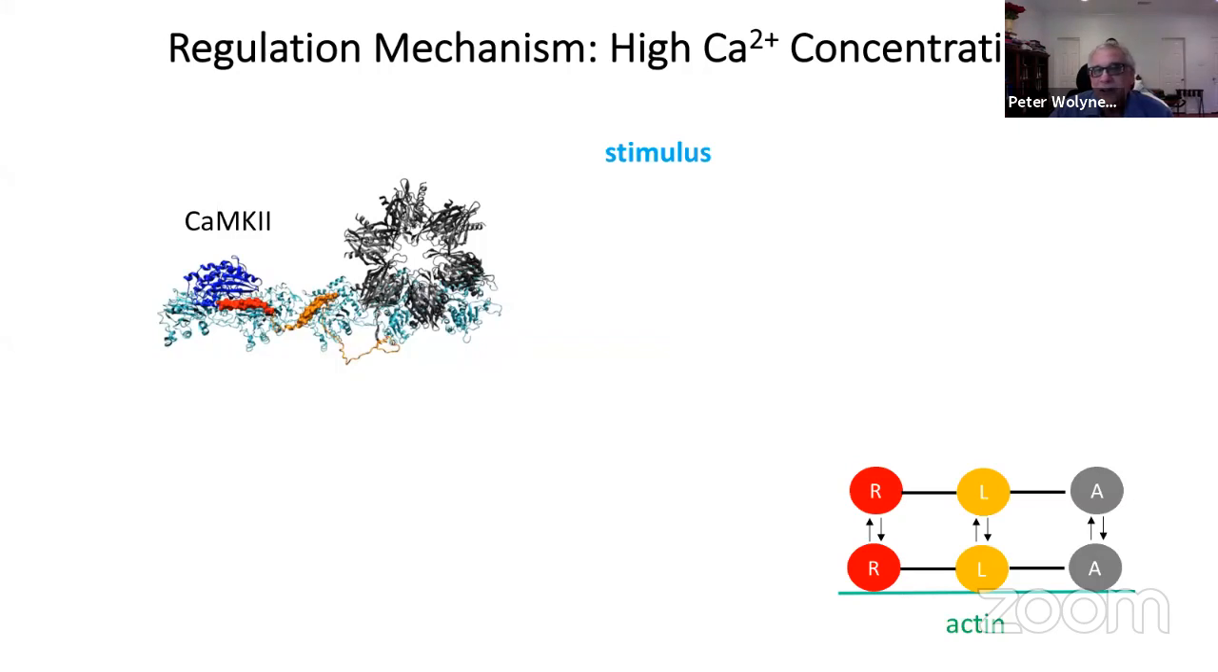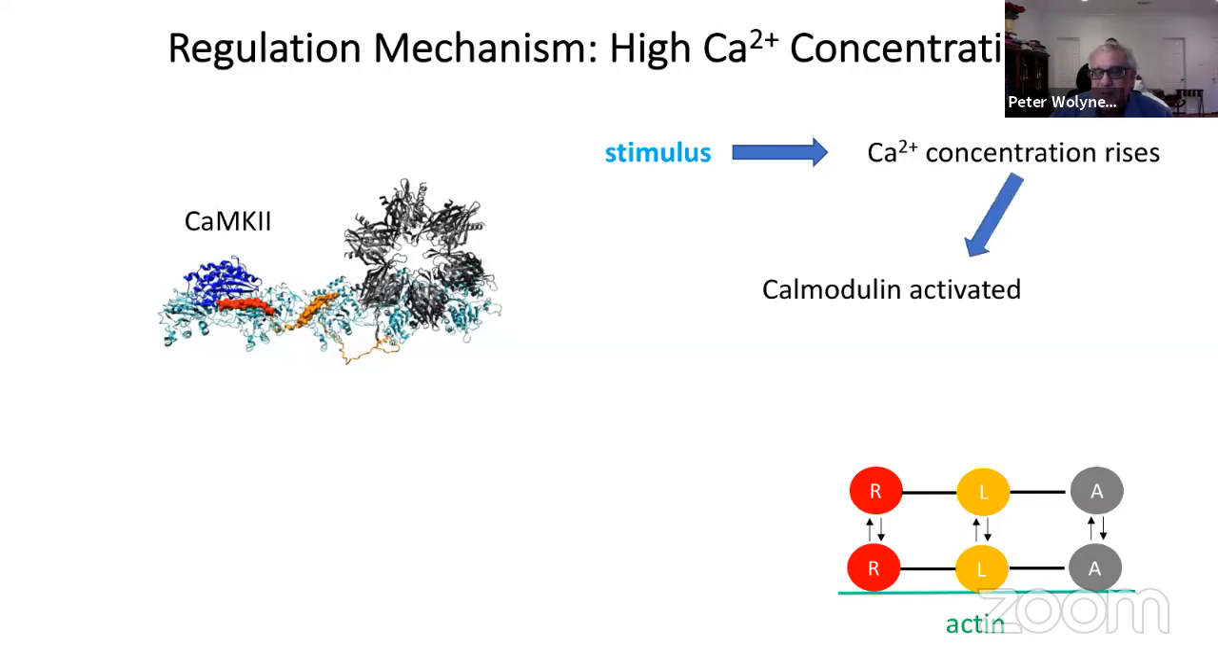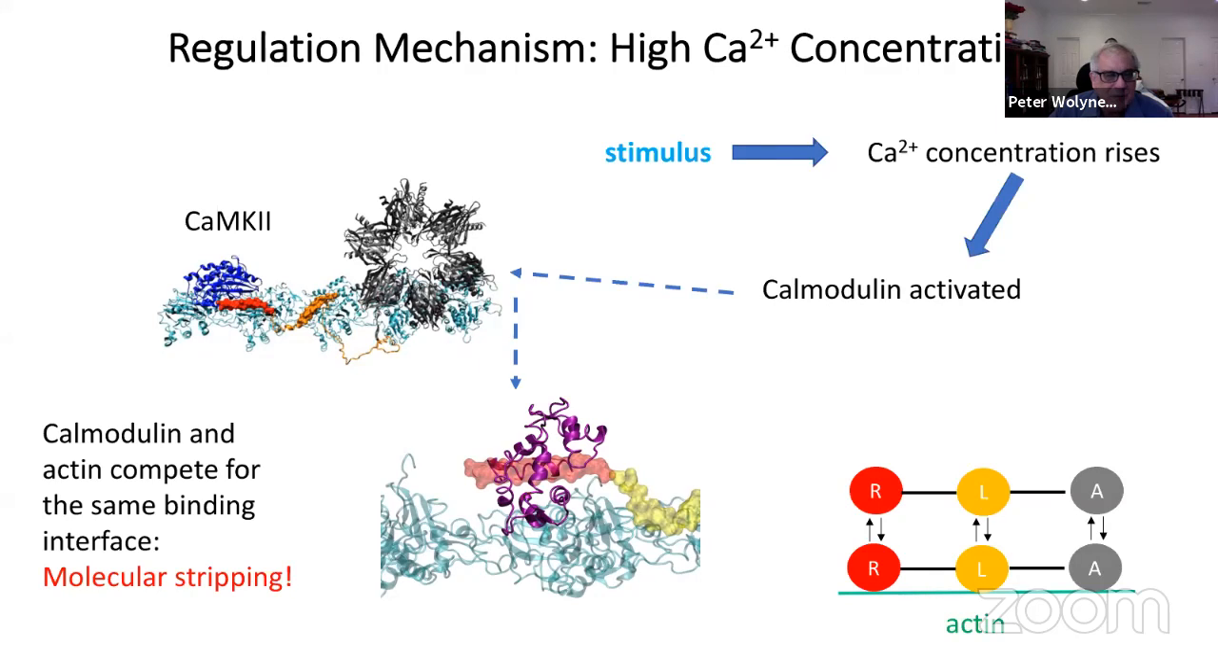So how does the calmodulin enter the story? Well, with a stimulus, calcium concentration rises, and the calmodulin becomes activated. The calmodulin, it turns out, binds, and has been known to bind, with this regulatory segment. And in fact, it binds in such a way that is incompatible with the binding of that regulatory segment to the actin. It goes to the same region here. You can't bind both at the same time.